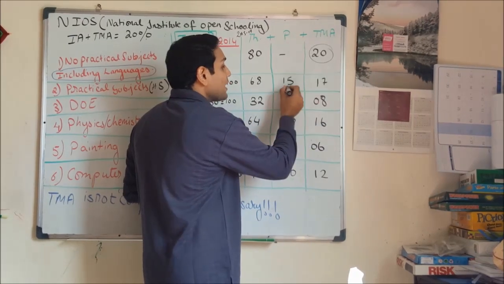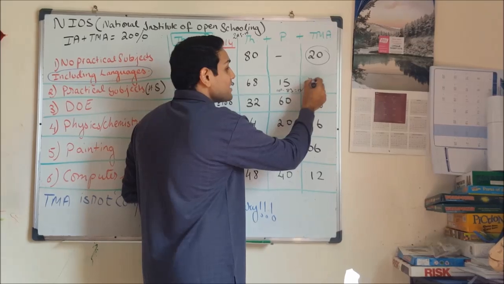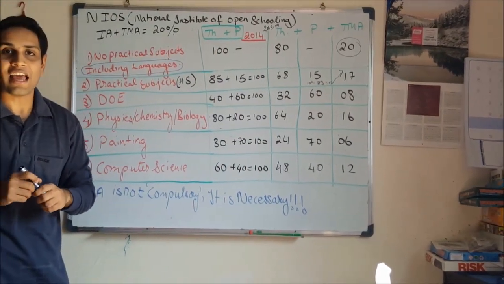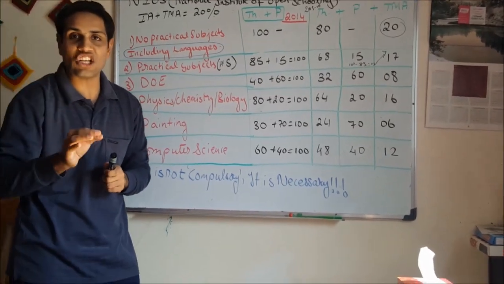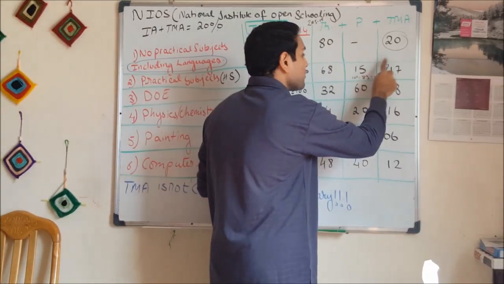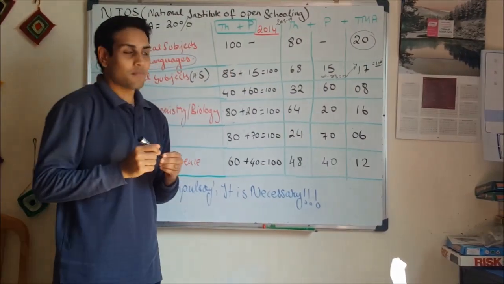So that total is 83, for example. How much more do I need out of 100? 17. That 17 I get from my TMA. That's why my computer doesn't accept more than 17. I can give a maximum of 17, or the teacher can provide you a maximum of 17, because 68 plus 15 plus 17 would finally equal 100.